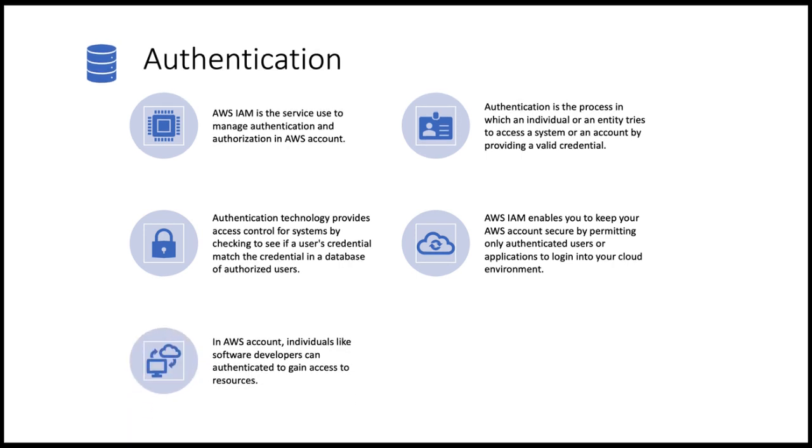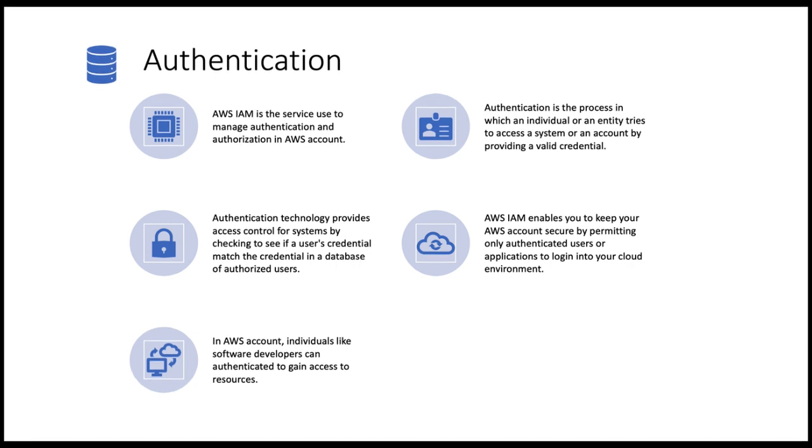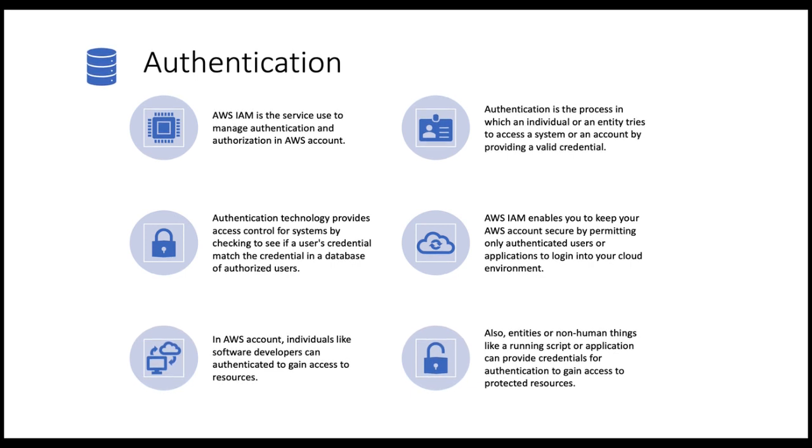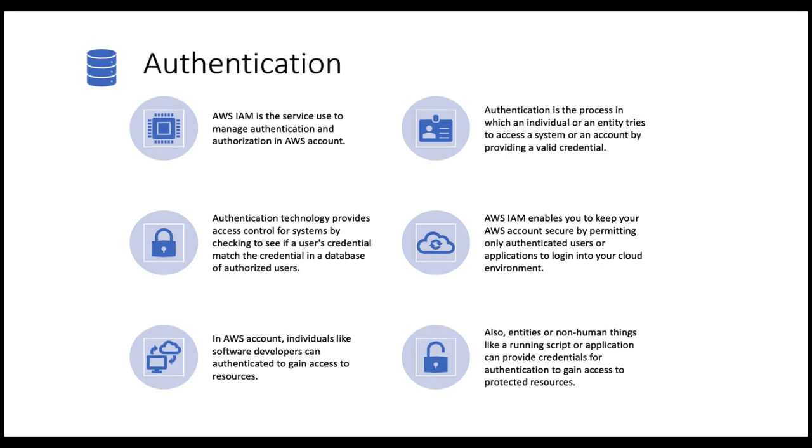In AWS accounts, individuals like software developers can authenticate to gain access to resources. Also, entities or non-human things like running scripts or applications can provide credentials for authentication to gain access to protected resources. Now let's look at authorization. Authorization is the process of giving someone or an entity the permission to access a resource.